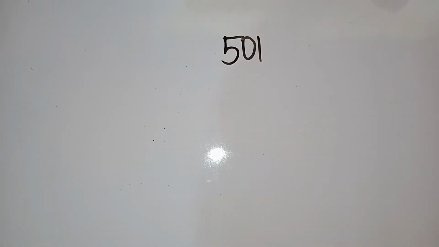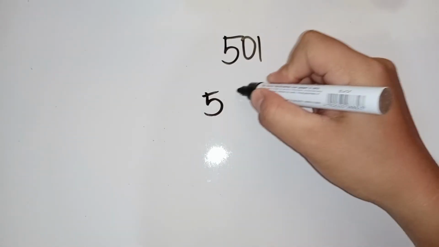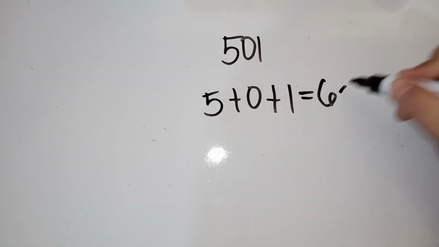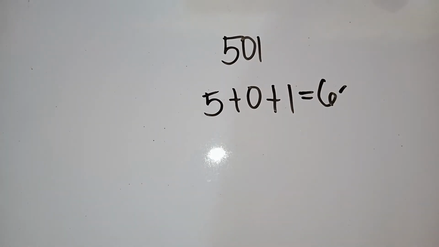For example, 501. Is 501 divisible by 3? If we're going to test 501, all you have to do is add all the digits of 501. So we have 3 digits: 5, 0, and 1. We're going to add these digits. The sum is 6. Now, is 6 divisible by 3? Yes, it is divisible by 3. Therefore, 501 is also divisible by 3.